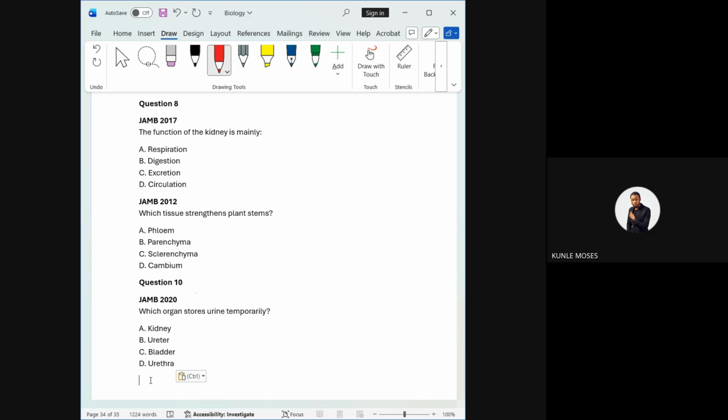All the functions of the digestive system in mammals. I will be asking you in the night. And the excretory system. And the last one, which is reproduction. Please go and read the theory.